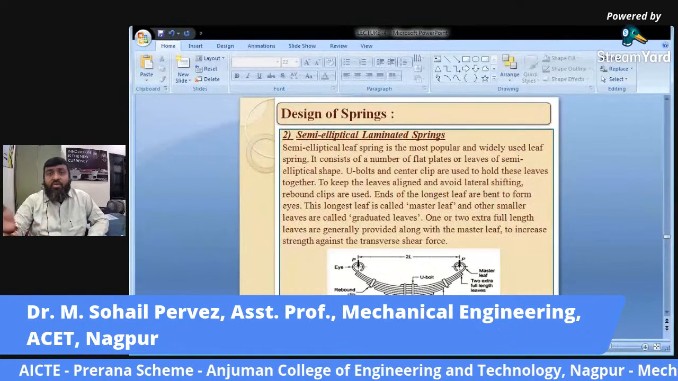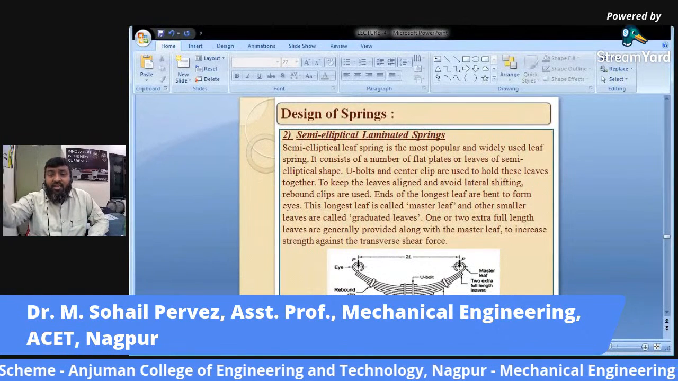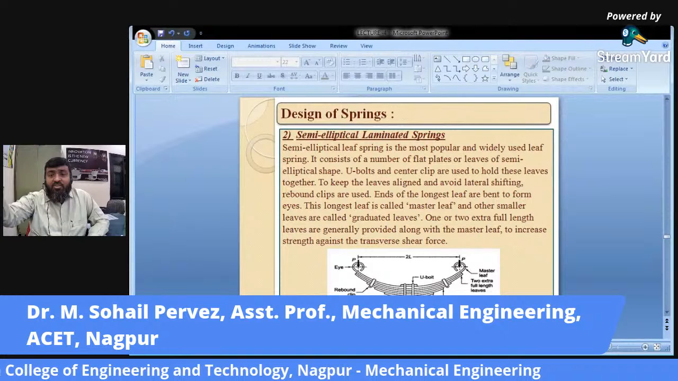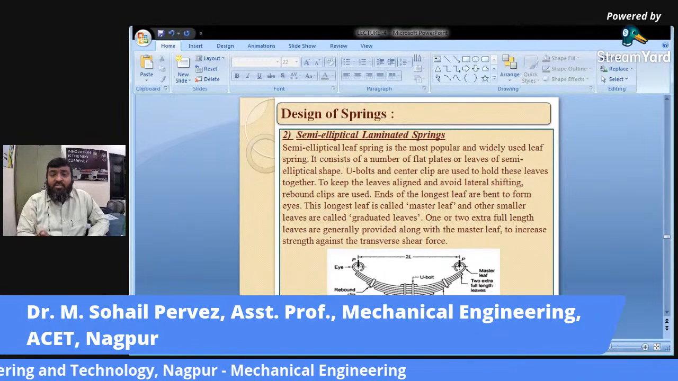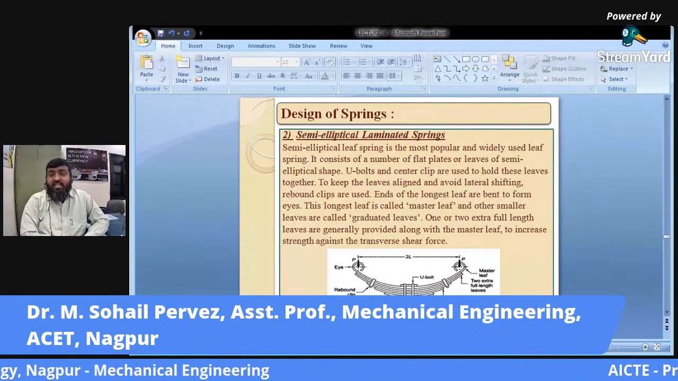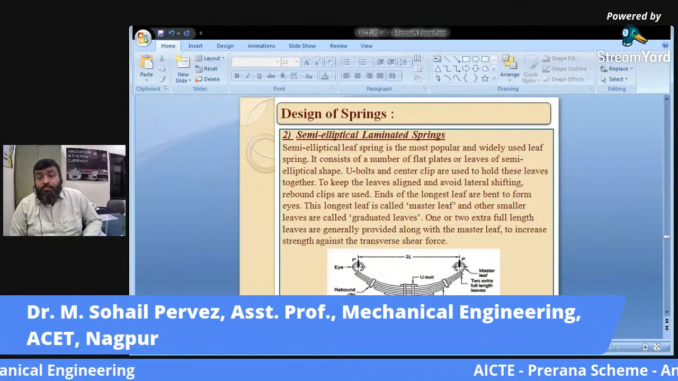So they will come for rescue, and thus the load is shifted from the master leaf to the full length, and then from the full length to the graduated, and thus to the axle, and thus to the tire.